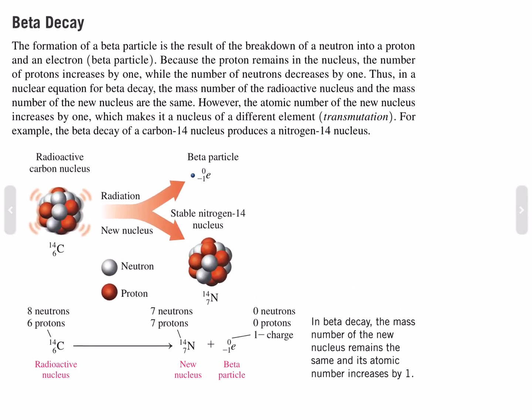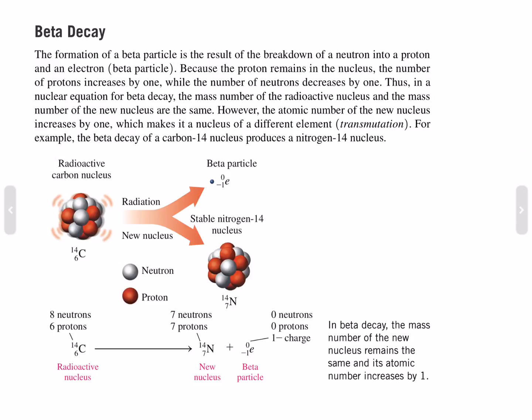Beta decay. The formation of a beta particle is the result of the breakdown of a neutron into a proton and an electron, which is a beta particle. Because the proton remains in the nucleus, the number of protons increases by 1, while the number of neutrons decreases by 1. Thus, in a nuclear equation for beta decay, the mass number of the radioactive nucleus and the mass number of the new nucleus are the same.